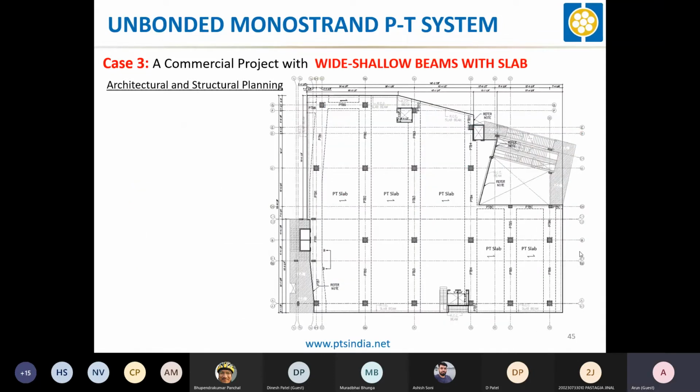This is also an interesting building wherein the column to column span in this direction was more and in this direction was less. Right. So what we proposed is, on the larger span portion, wide shallow beams, and this is how we reduced the slab thickness. This was actually being loaded by the client, and the project was initiated with this kind of philosophy.